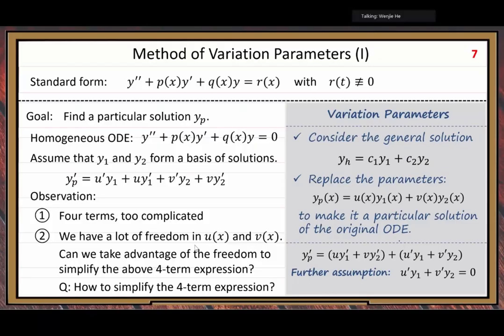But here, because we have a lot of freedom in the u function and v function, the question is whether the amount of freedom we have is big enough to allow us to make this assumption. If we have a lot of freedom, we can do a lot of things, right? So the question is whether the things we can do include this assumption. We don't know the answer, but there is a possibility.